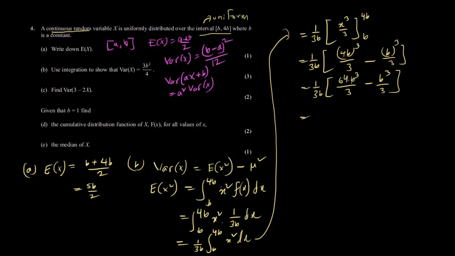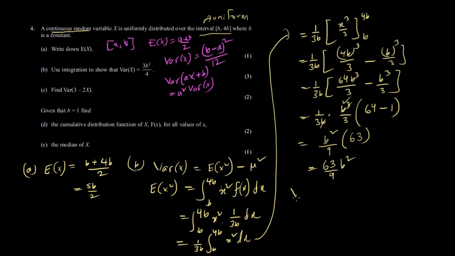Now if we take b cubed by 3 common, it would be 1 by 3b multiplied by b cubed by 3, and we will have 64 minus 1. So we can cancel this b with this b cubed and we'll get b squared. So this would be b squared by 9, and this would be 63. So let's cancel this off. So what we have is 63 by 9 b squared.